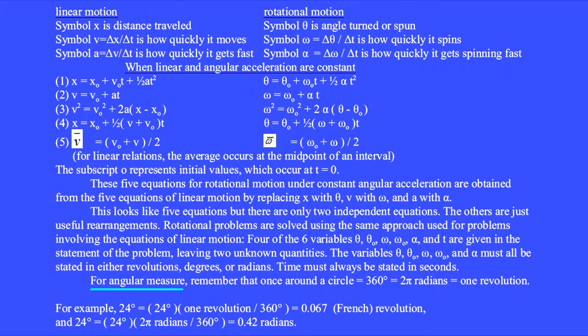For angular measure, remember that once around a circle equals 360 degrees equals 2 pi radians equals 1 revolution. For example, 24 degrees can be multiplied by 1 revolution per 360 degrees to get 0.067 revolutions. And 24 degrees can be multiplied by 2 pi radians per 360 degrees to get 0.42 radians.